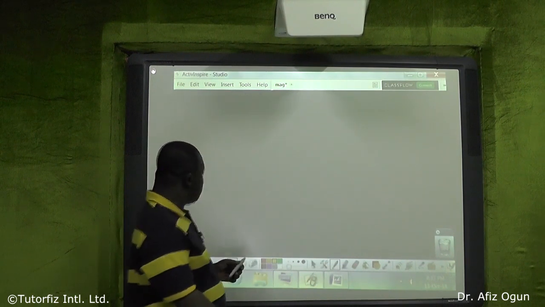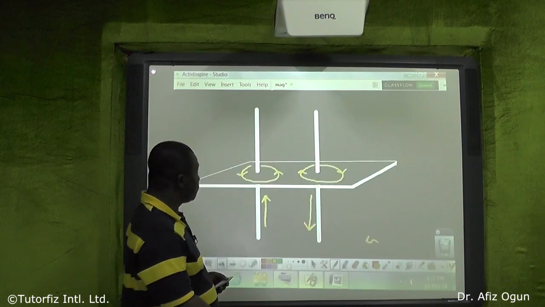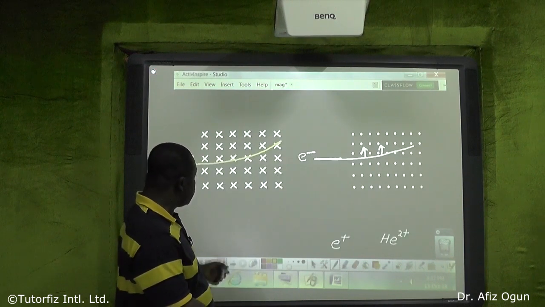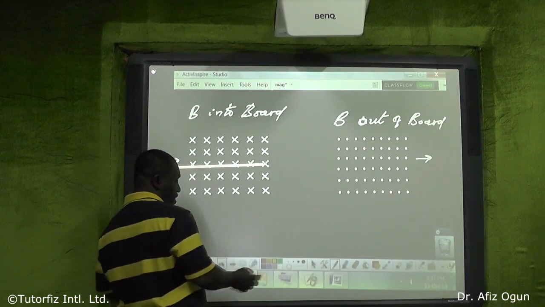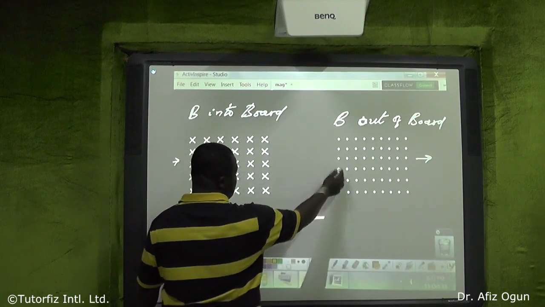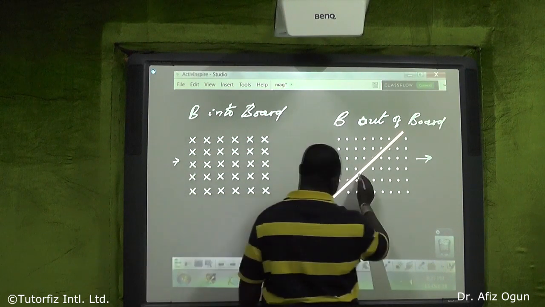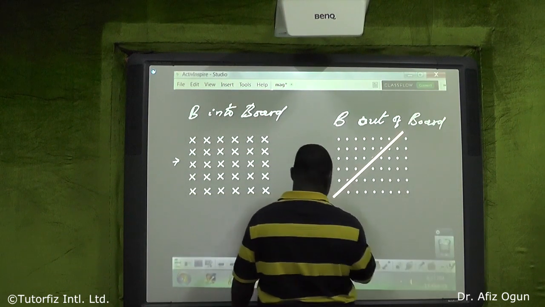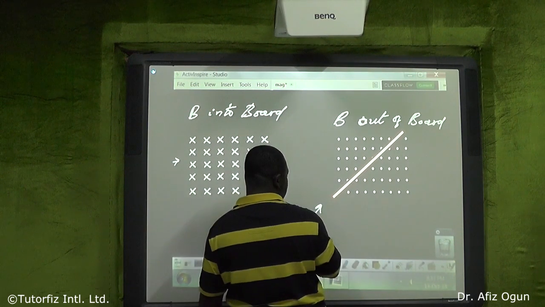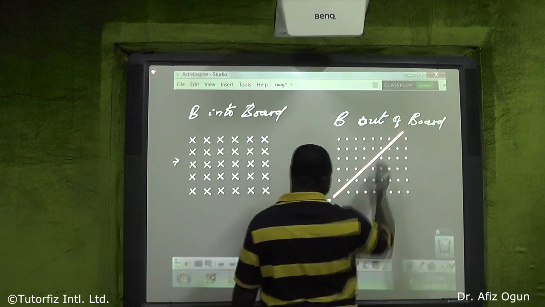If they are not at right angle, what happens? If they are not at right angle, we have a situation where that's the wire, that's the magnetic field. Let's assume the wire is like that, in the magnetic field, carrying current that way.